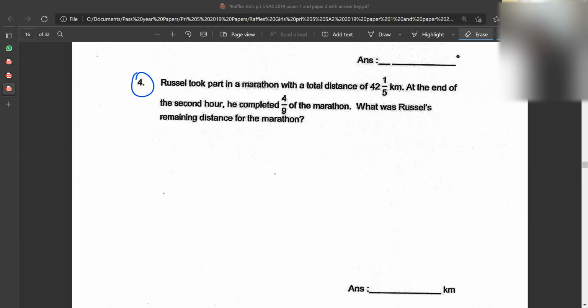Okay, no worries. Just now I was asking, this fraction here, the mixed number 42 and 1/5, is that fraction a quantity or an actual fraction? Quantity. Why? Because that is the total distance. That's a good observation.